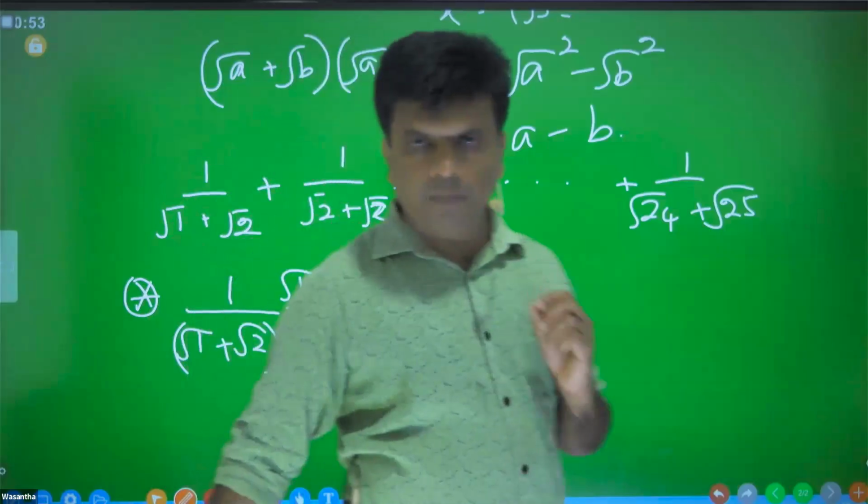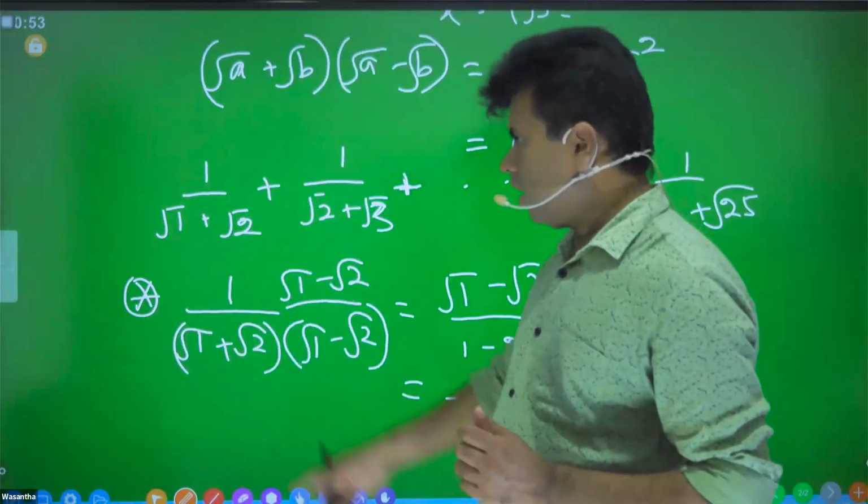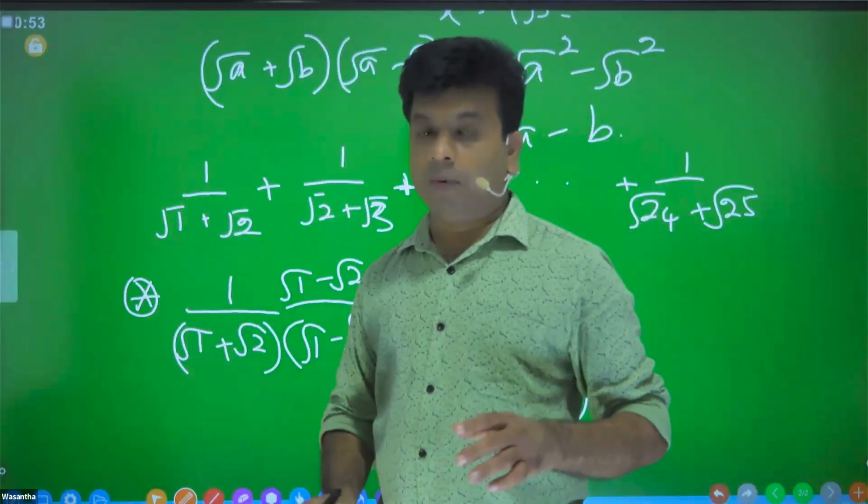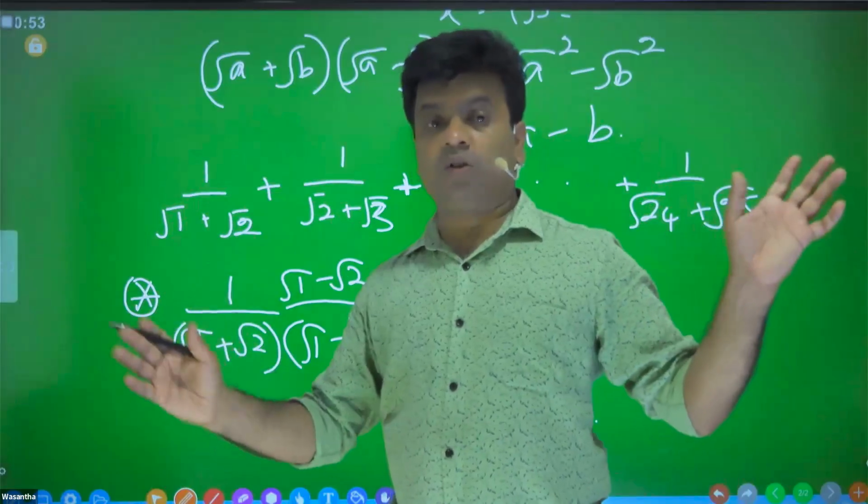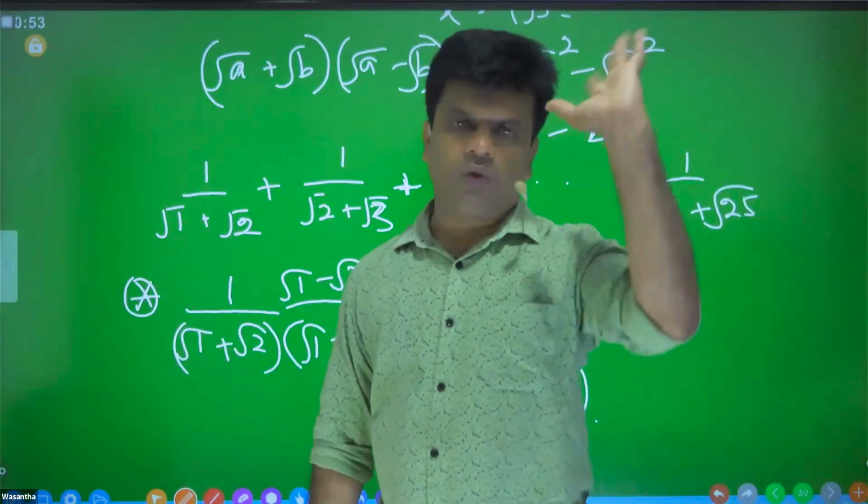See, we simplified one fraction first. Otherwise, if you try to take a common denominator and simplify all these fractions together, you're busted.